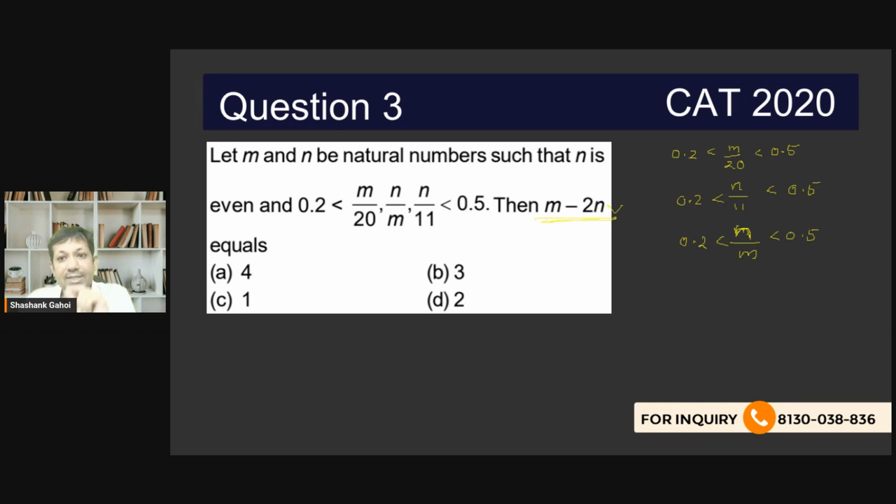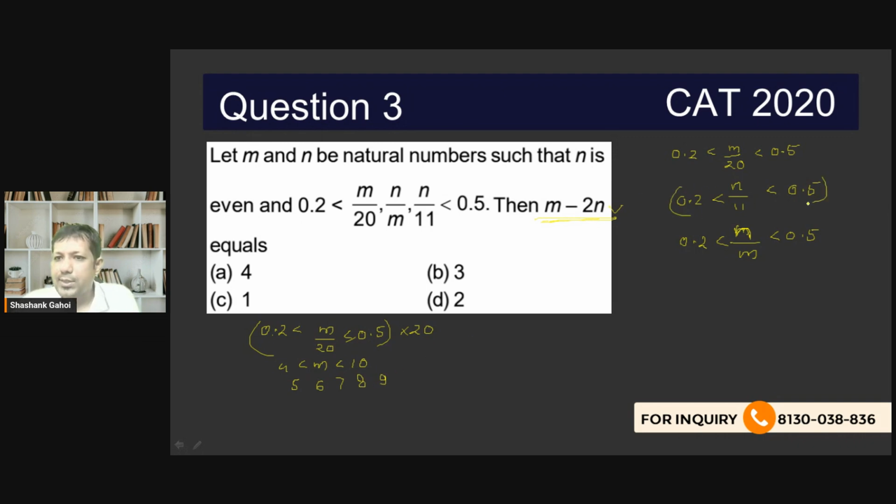So what is the value? I need to have a definite answer, then only I can match my answer. Okay, so I am picking up the first inequality, that is 0.2 lies between m upon 20 and 0.5. So I'm going to multiply everything by 20. From here I'm going to get 20 into 0.2 is going to be 4, then m, and it is going to be 10. So what are the possible values of m? That is going to be 5, 6, 7, 8, and 9. Okay, that's what I got.